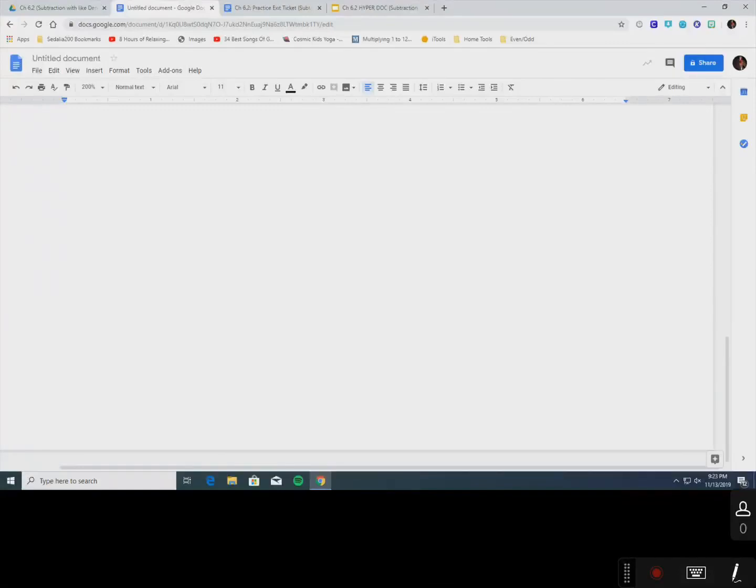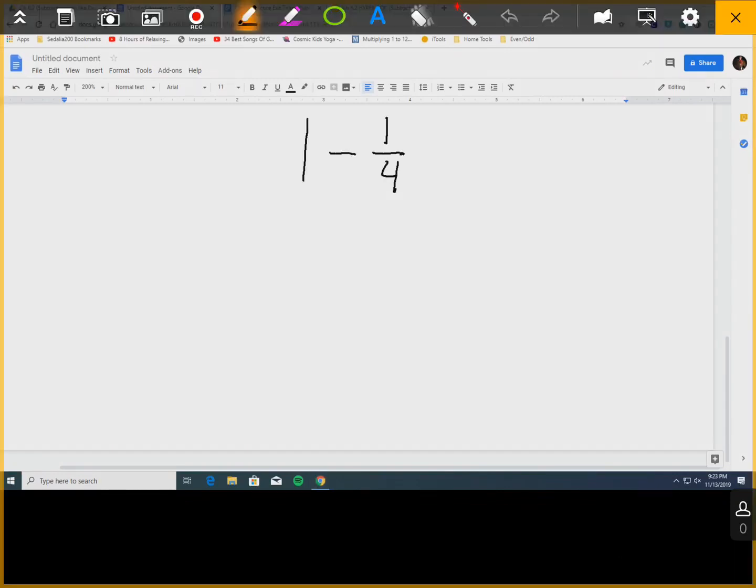Let's take a look at some problems that have a fraction that is taken away from a whole. The first problem we're going to look at is 1 whole minus 1/4. We're going to look at this as a model first. If I have 1 whole to start with, it would look like this. But I need to take 1/4 away from that.